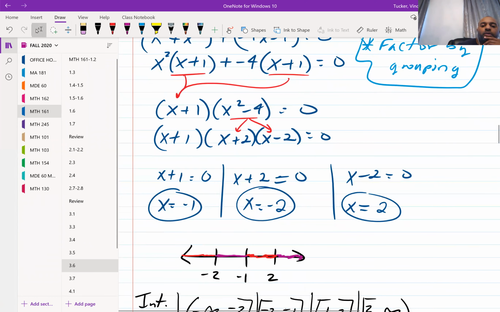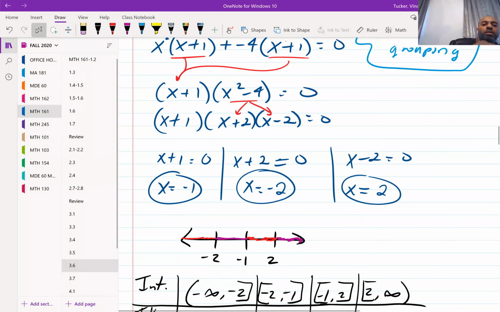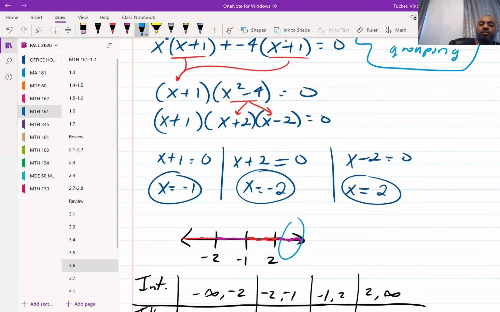Okay, so set up your intervals. And of course, your number line is set up in order: negative 2, negative 1, and positive 2. All right, so first interval, negative infinity to negative 2. Second interval, negative 2 to negative 1. Third interval, negative 1 to positive 2. Fourth interval, positive 2 to infinity.